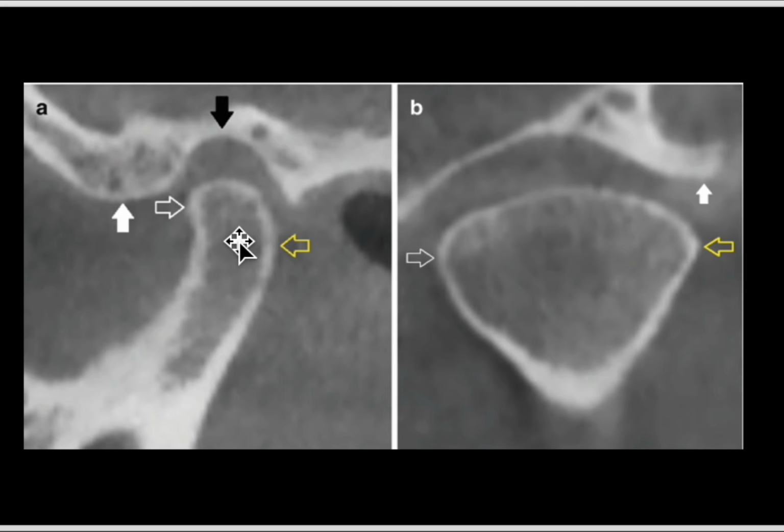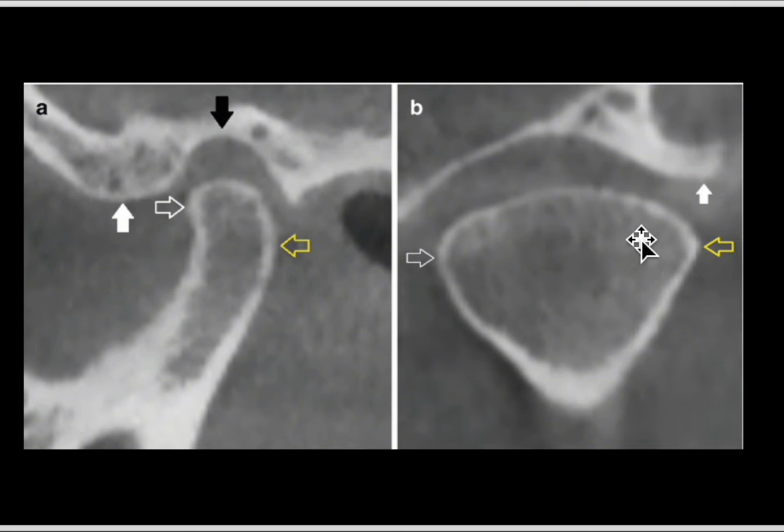So the TMJ does not only contain the condyle, the disc, and the fibrocartilage, but also the fossa, right? And the fossa should be thick. It should have a continuous and uniform cortical outline. The posterior slope should be rounded and smooth, and it should be gently sloping toward the crest of the eminence. The marrow space, of course, has a uniform trabecular pattern as well.